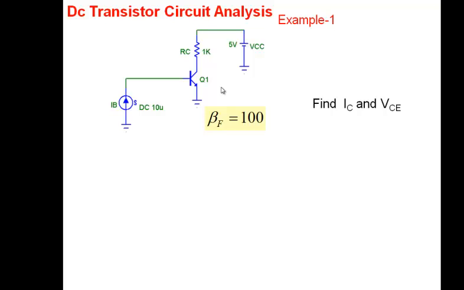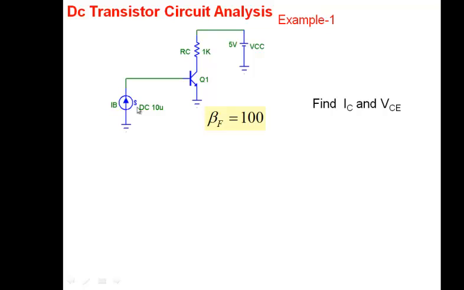Can it be in cut off? Look at the circuit here. Can the transistor be in cut off? Cut off means what? No current. No current is flowing into the transistor here. Obviously, I've connected a current source of 10 microamperes, so it's flowing in. So it can't be cut off. It's not possible for it to be in cutoff state. So we just rule it out.